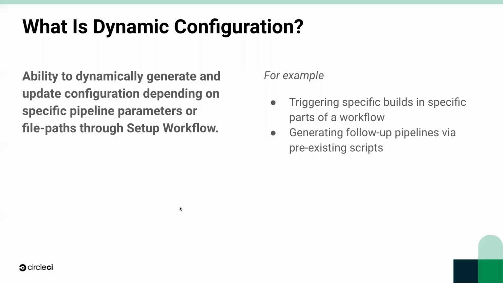First, what is dynamic configuration? Dynamic configuration is the ability to dynamically generate and update your configuration. So your pipelines are no longer limited to running workflows defined in the config file that's committed to your code repository on GitHub or Bitbucket. Through the use of setup workflows and a setup config, you can now dynamically generate a configuration file at runtime to run workflows in a pipeline.